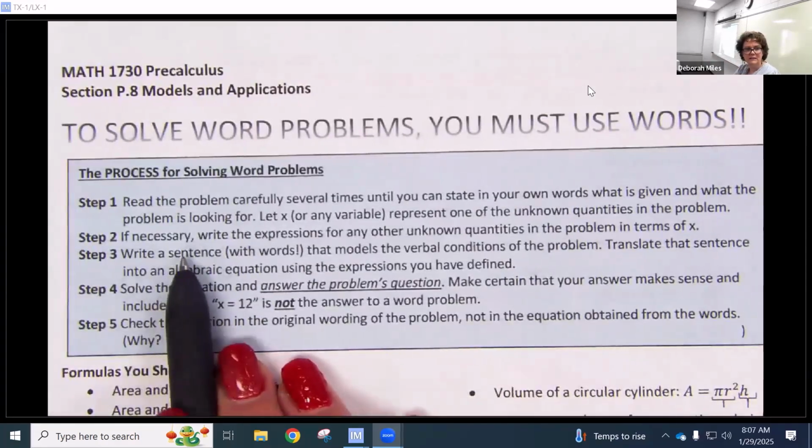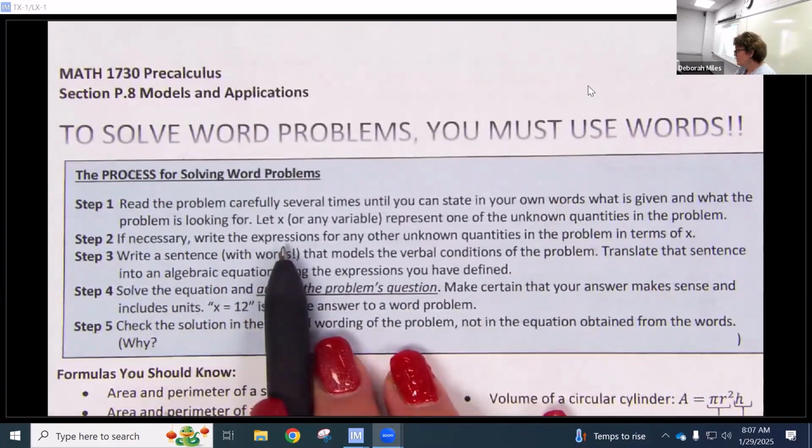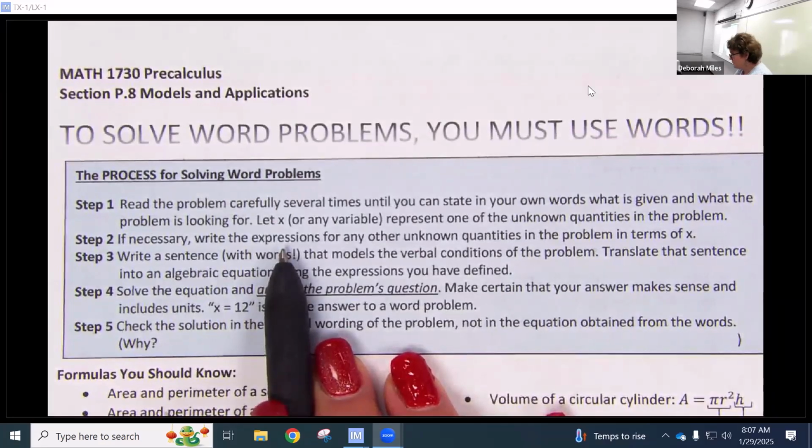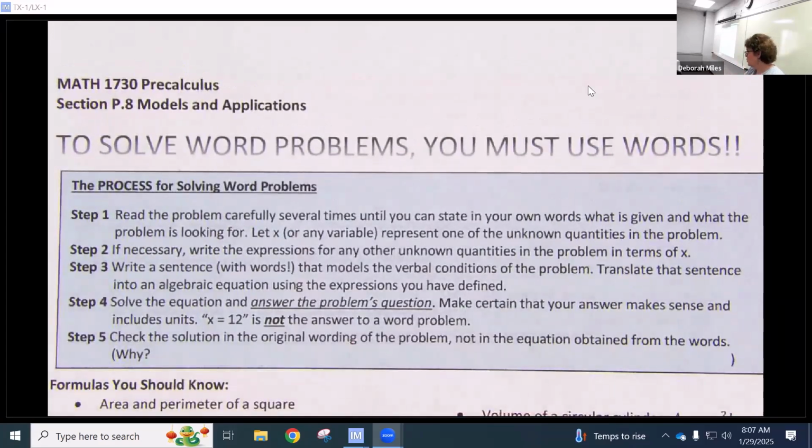Step 2, if necessary, if you have other unknown quantities, then write those expressions in terms of X. If Sue has $7 more than Bob, let Bob's money be X, and then Sue's money is X plus 7.